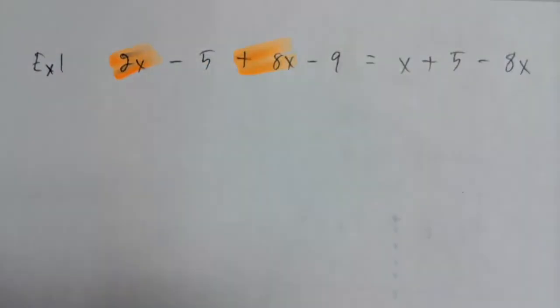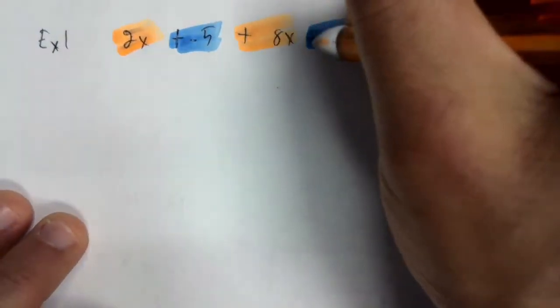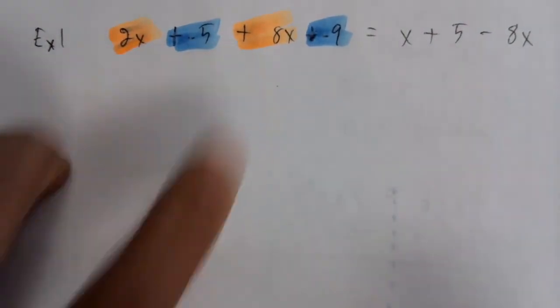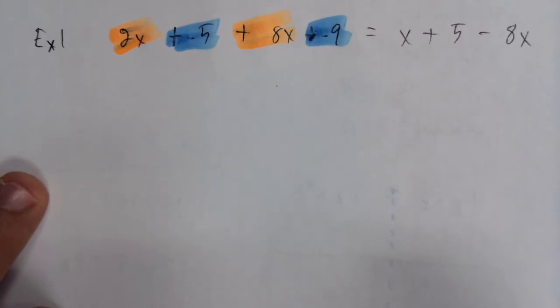So, I've got 2x and I've got positive 8x over here. I've got minus 5 and minus 9, which are treated like a negative 5 and a negative 9. And remember, this was called combining like terms. You could think about it like plus negative, plus negative. It's the same thing. So I have 2x plus 8x. What does that simplify to? 10x. Okay, so I have 10x.